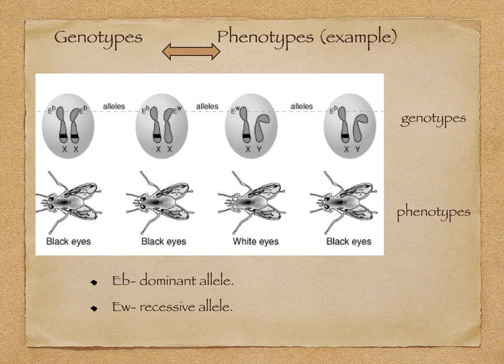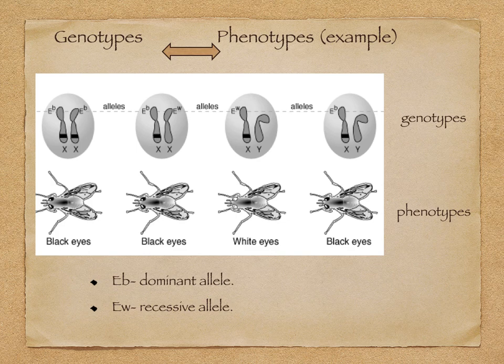Fruit flies have a dominant gene for black eyes and a recessive gene for white eyes. So if you go down this list, you have a female with 2 black-eyed genes, and of course she's going to have black eyes. You then have a female with 1 black eye and 1 white eye gene, and she is going to have black eyes because black eyes are dominant. Next, you have a male who has a black eye gene, but the Y chromosome doesn't have that gene. This is called a sex-linked trait because in some cases there are not the genes on the Y chromosome at the same locus as there are on the X chromosome.